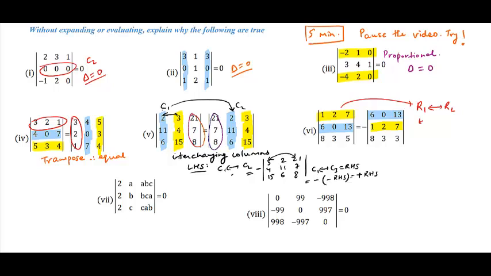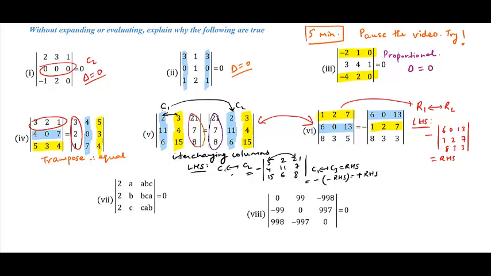So therefore the left hand side becomes minus times 6, 0, 13, 1, 2, 7, 8, 3, 3, and this is precisely the right hand side. So these are equal. So these two questions are very similar.